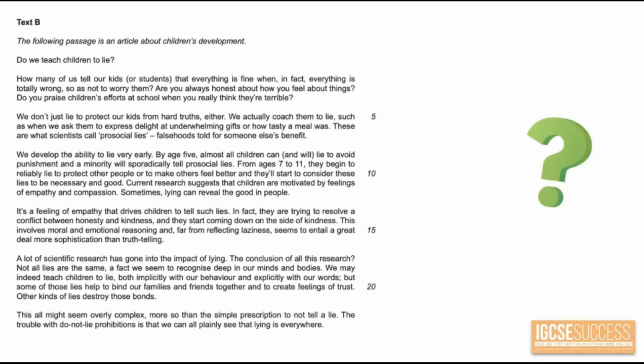We may indeed teach children to lie both implicitly with our behavior and explicitly with our words, but some of those lies help to bind our families and friends together and to create feelings of trust. Other kinds of lies destroy those bonds. This all might seem overly complex, more so than the simple prescription to not tell a lie. The trouble with do not lie prohibitions is that we can all plainly see that lying is everywhere.